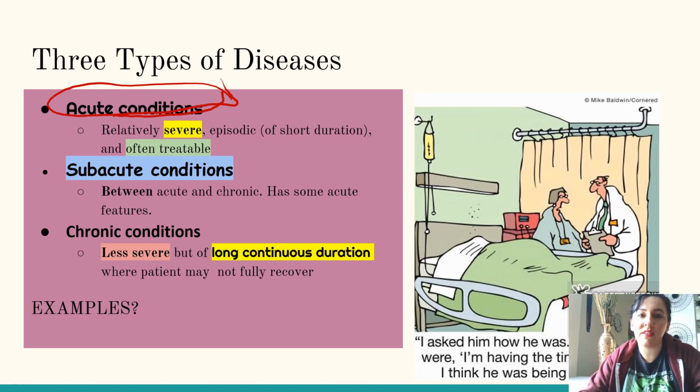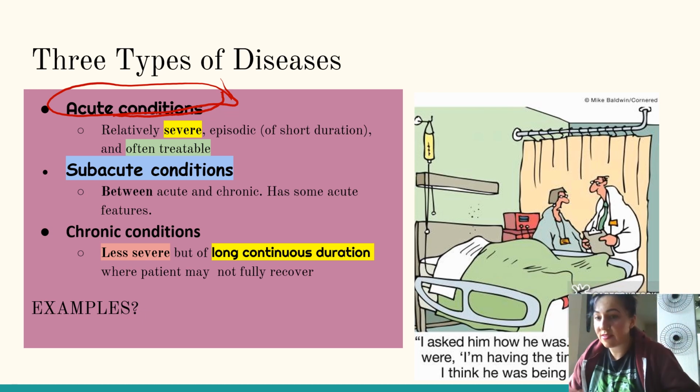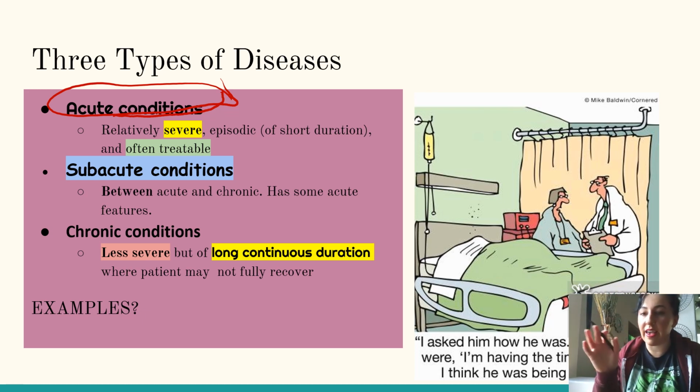So acute conditions, typically they're treatable, okay, but they are the most severe, most complex. Typically acute conditions are going to be treated through tertiary care interventions. Okay, so that's the highest, or the most complex level of care. Now, subacute conditions, that's kind of like the next level down, okay, knocking it down one level.